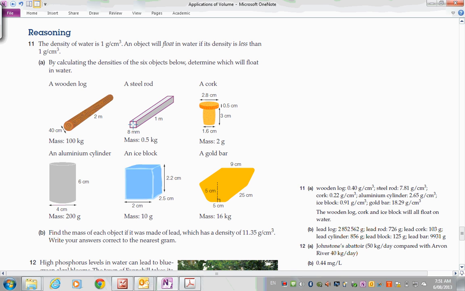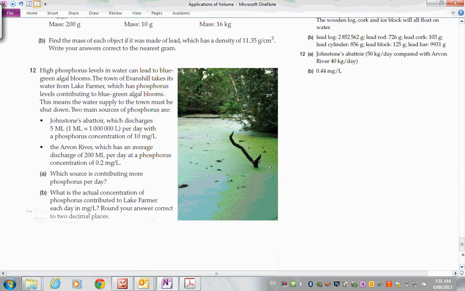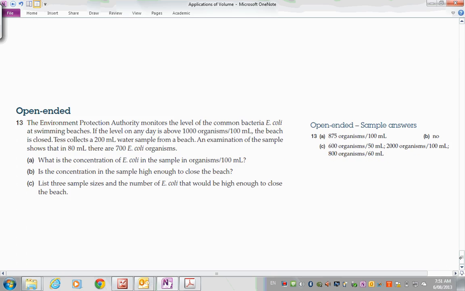Okay, here's some more. Have a look, and there are some answers down here to this next one. Reasoning, getting hard, you've got to reason it out. Okay, come down, and there's number 12. Okay, have a read and have a go. And then finally, we have the open-ended questions, and here are some sample answers. A couple of different ways of approaching these problems, and there are your sample answers.